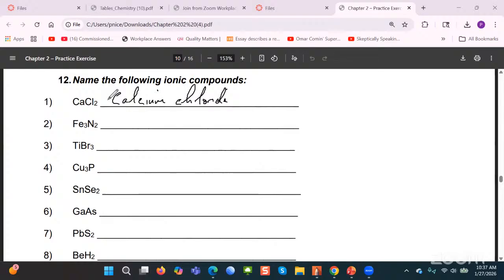Okay, let's see what this person says. Iron 3 nitride is indeed not correct. Iron 2 nitride. Thank you, Catherine. So the name of this compound is iron 2 nitride.